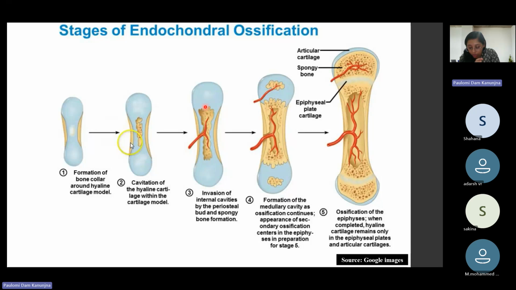The osteoblasts, which is exactly what the question said, will now come and start forming the bone matrix. So you have formation of the medullary cavity. Blood vessels came, and with that came osteoblasts. Osteoblasts are meant to secrete bone matrix, so they form this matrix.